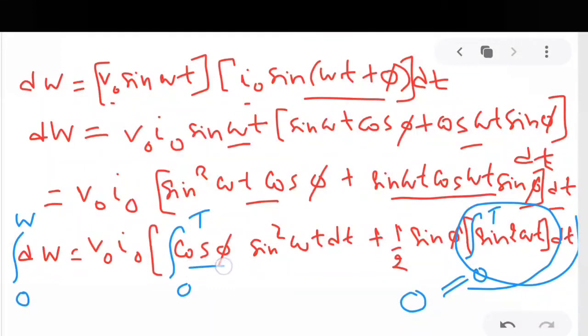And again this term is constant, so if you integrate this, you have to integrate this sin square omega t from 0 to T, you will get the result as T by 2. Okay, now let me show you this result in the next page.